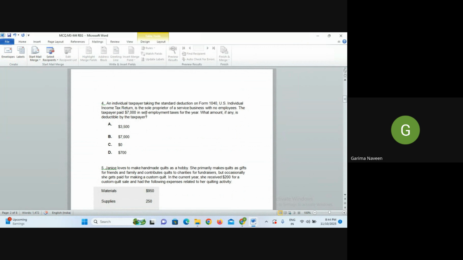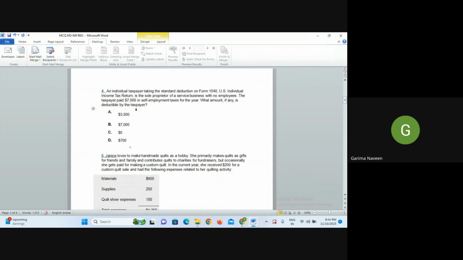Okay, next question. An individual taxpayer taking the standard deduction on Form 1040 is the sole proprietor of a service business with no employees. The taxpayer paid 7,000 in self-employment taxes. So what is the amount that can be deducted by the taxpayer? How much deduction can you get for self-employment taxes?